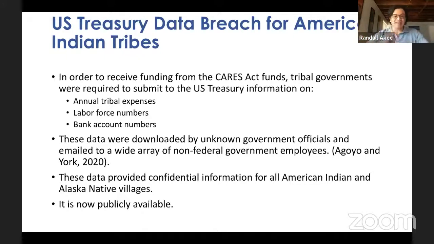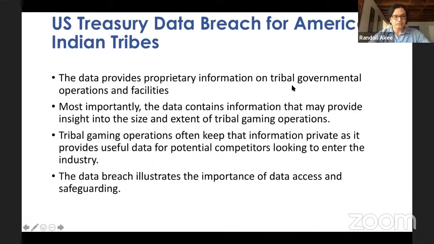The problem was that the data were downloaded by some government federal official and emailed to a wide array of non-federal government employees. And that, again, provided confidential information for these tribal governments that is now relatively publicly available. A bunch of reporters got access to this data, and certainly a whole bunch of lawyers got access to this information. The problem there is that there's proprietary information there on tribal government operations and facilities. The data contains information that will provide insight to the size and extent of things such as tribal gaming operations, which again are proprietary. And it may impact their competitors in the future.